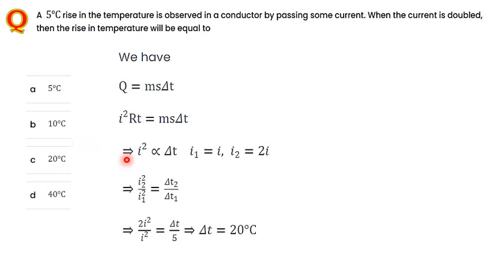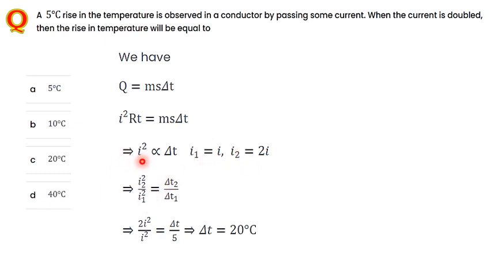Only the current is going to increase, and the remaining one, delta T, is the rise in temperature. These two are related. The remaining quantities they didn't mention, so we consider them as constant. So from this, I square is directly proportional to delta T. In the first case, I1 equals I, and in the next case, I2 is twice the amount, that is 2I. Now take a ratio of this.